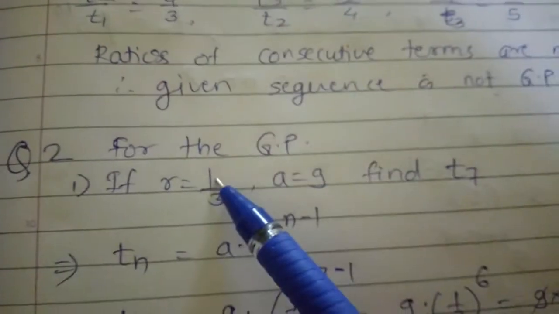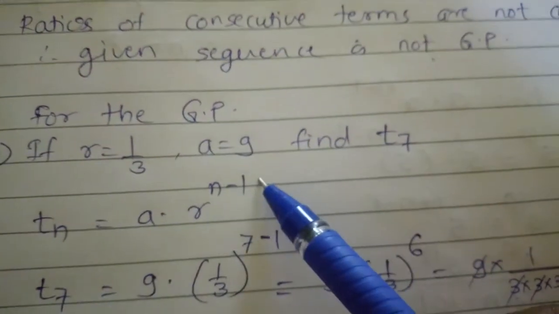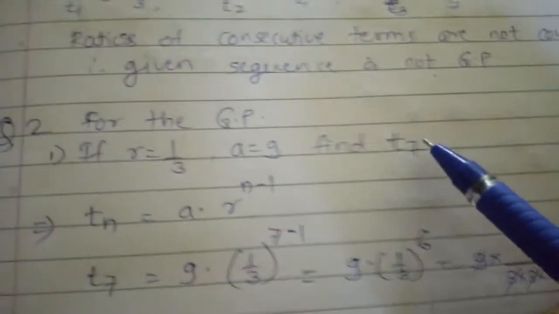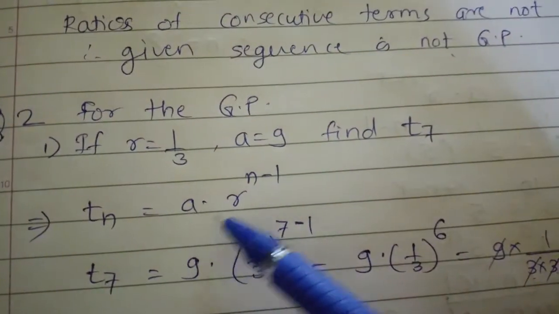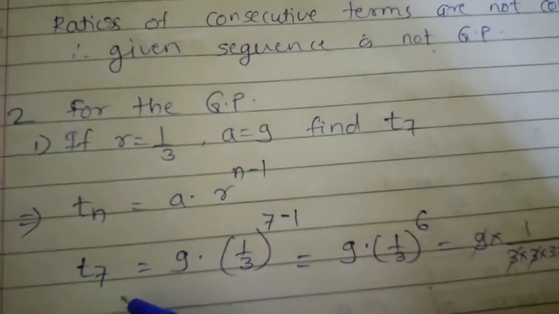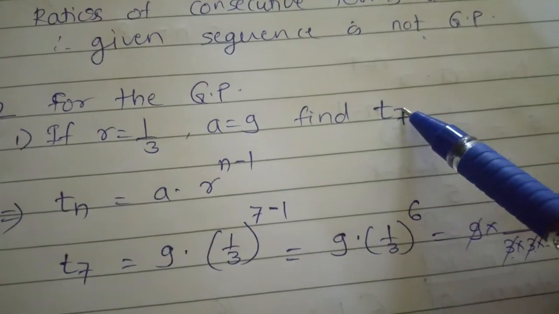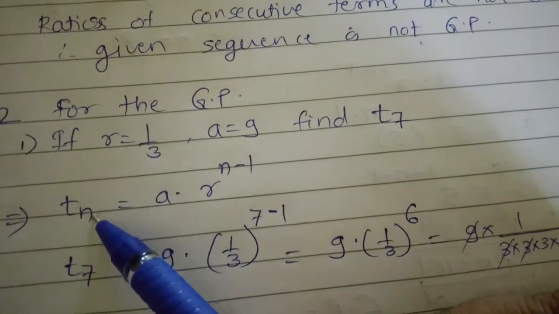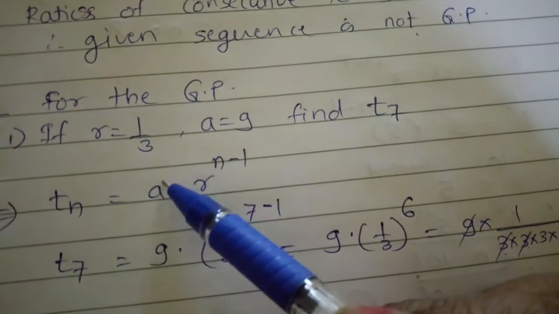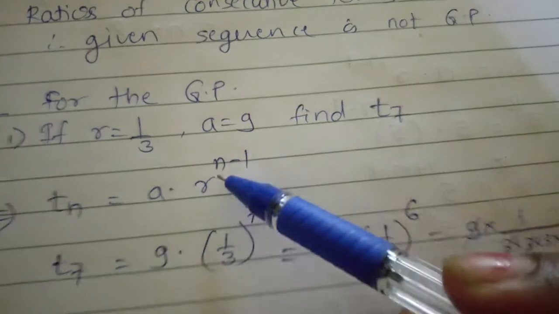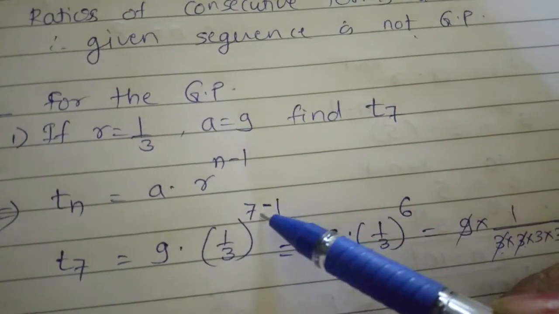Now question number 2 for the GP. If r is equal to 1 by 3, a is equal to 9, then find t7. So Tn is equal to a into r raised to n minus 1. We are given the value of r and a and we have to find out t7. So t7, the value of n is 7, a we are given, that is 9, and the value of r is 1 by 3 raised to 7 minus 1.